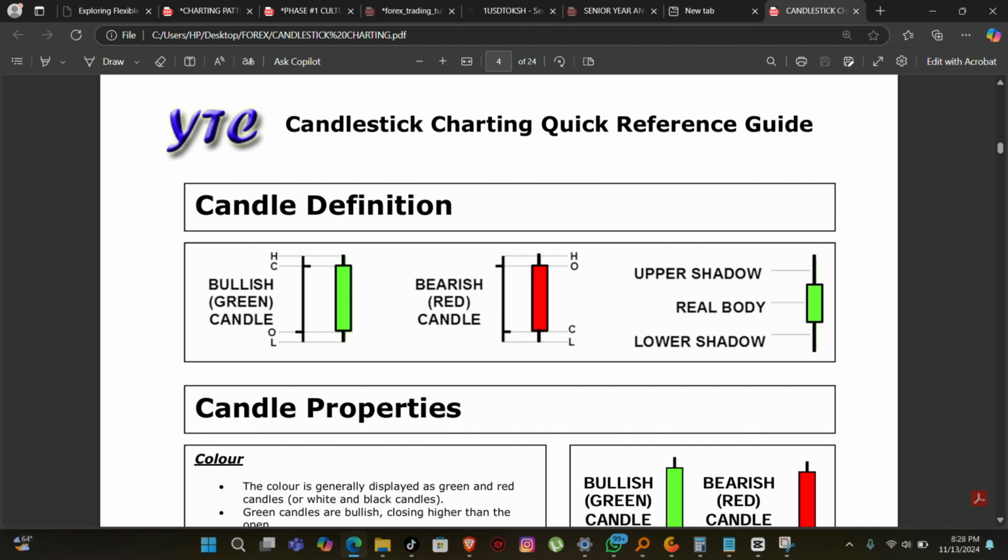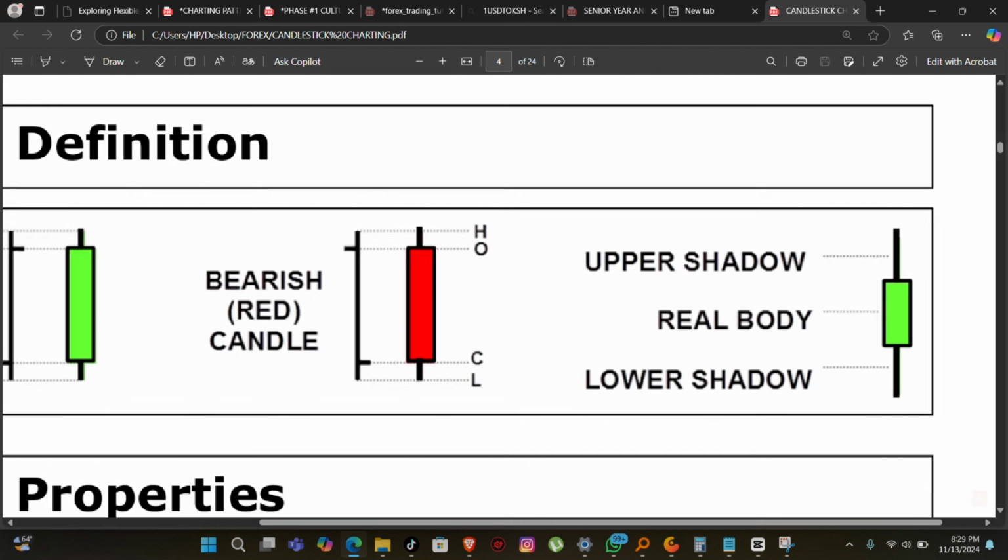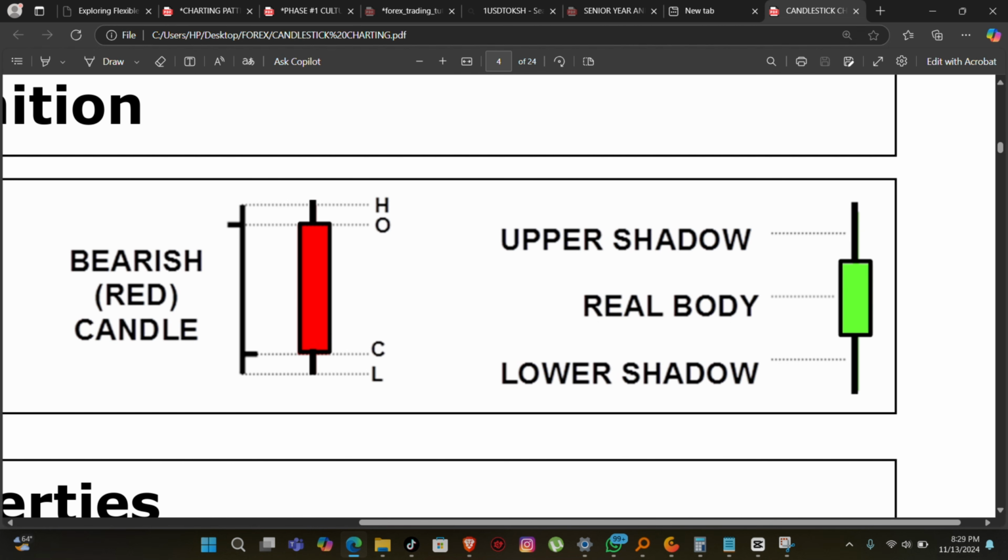Bullish candles, we have said they are buying candles. Bearish candles, we have said they are selling candles. Now we have 3 parts of the candlestick as shown here. We have the real body of the candle, is the one that is colored in green or red. That is the real body.